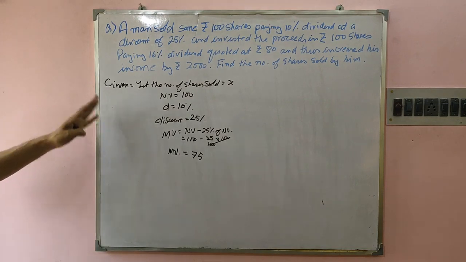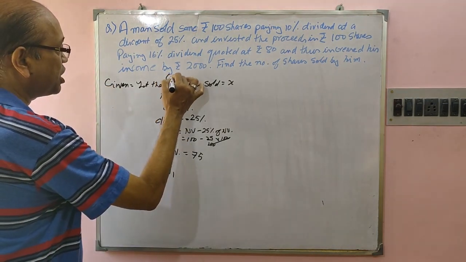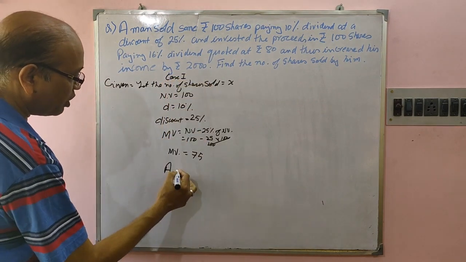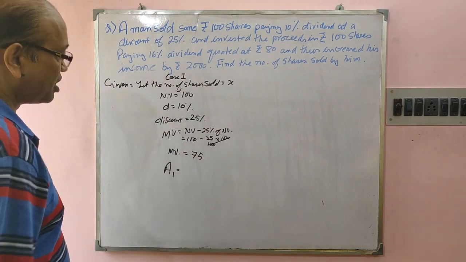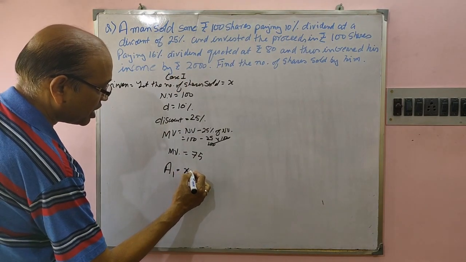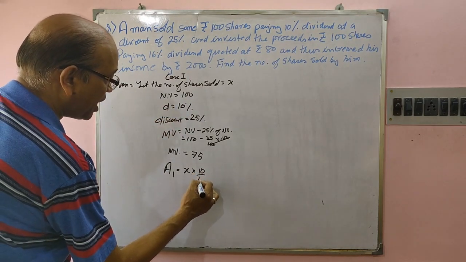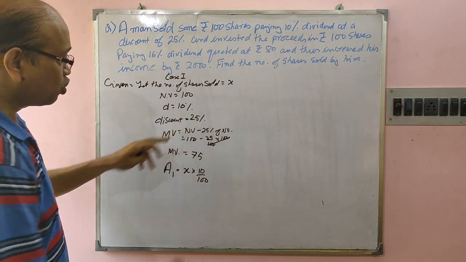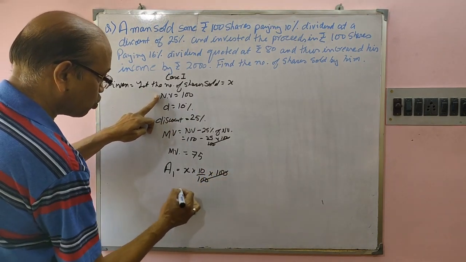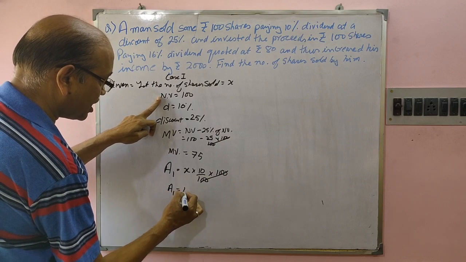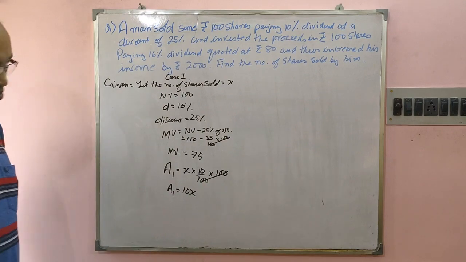Now annual income A1, let it be case 1. What is the annual income? Number of shares is X, into D percent, D by 100, into nominal value 100. So my annual income in this case is 10x. Clear?